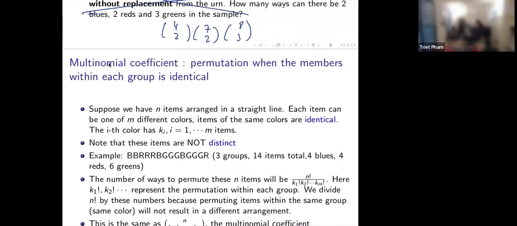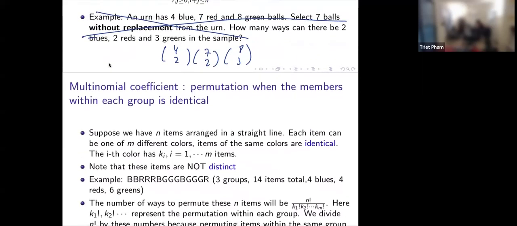Remember, I talked about how many ways there are for you to, let's say, permute numbers on a straight line, but if the items are not distinct.